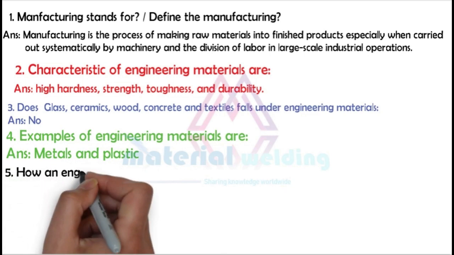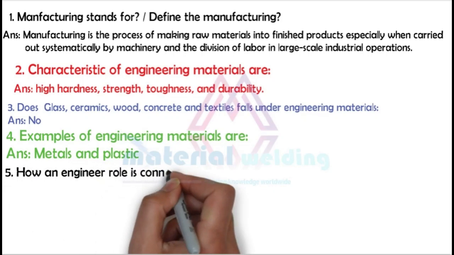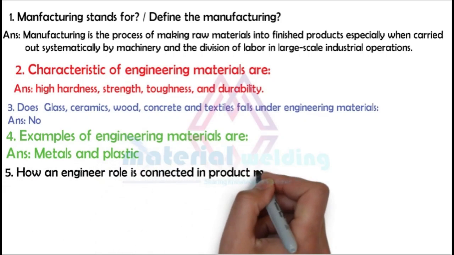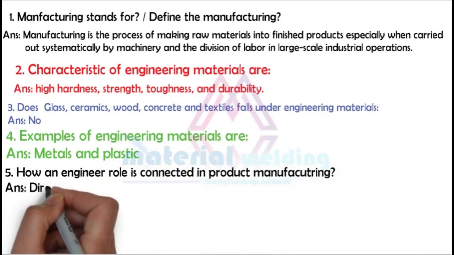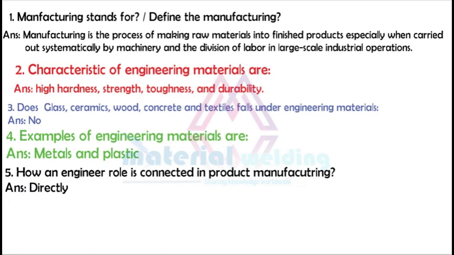Next, how is an engineer's role connected in product manufacturing? Answer is directly. An engineer, either an NDT engineer or a production engineer, is directly connected to the manufacturing, while a design engineer is indirectly connected to the manufacturing.